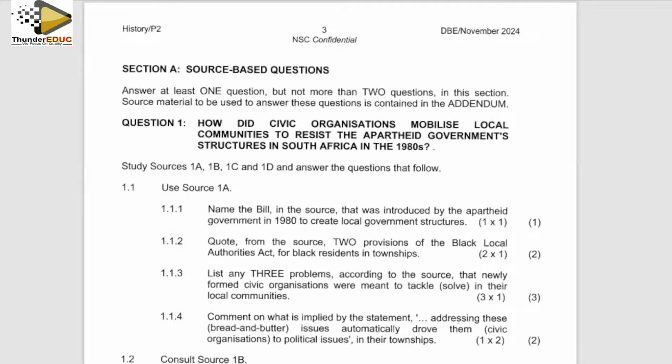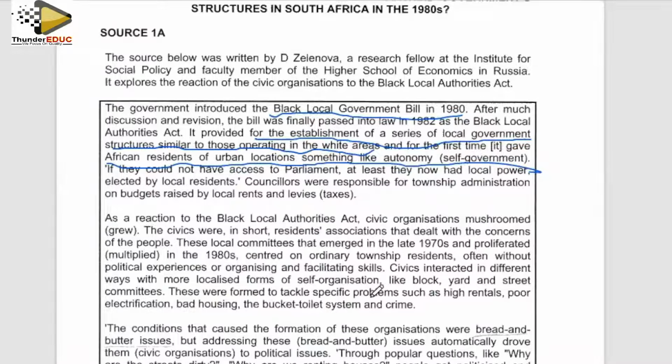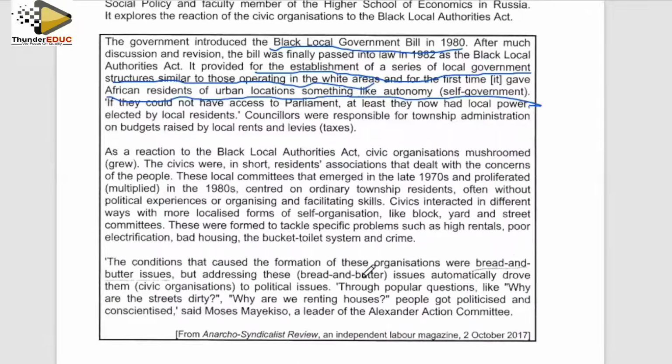If we come to our source here, what does it say? The second paragraph talks about the emergence of the Black local authorities, the civic organizations mushrooming or growing. It talks about the committees that were formed, like the block committees, the yard committees, and the street committees. Then we go to where we find our response. If we come to the last statement of our second paragraph, it says these were formed. We're looking at those local authorities. They were formed to tackle specific problems.